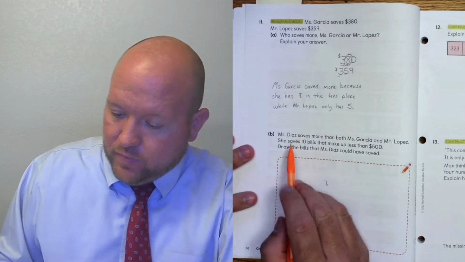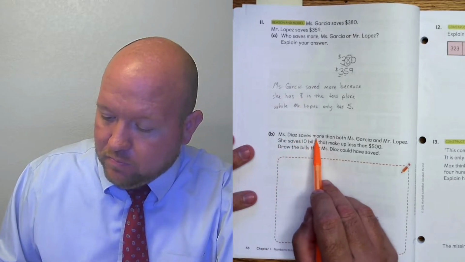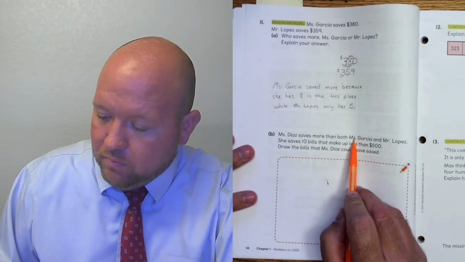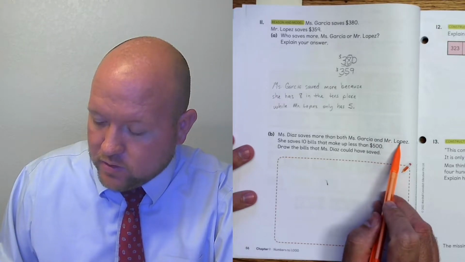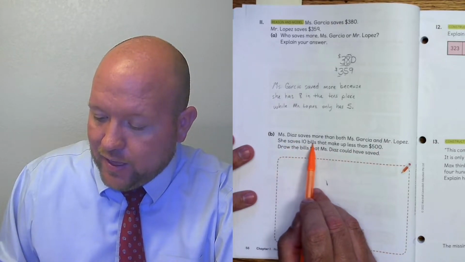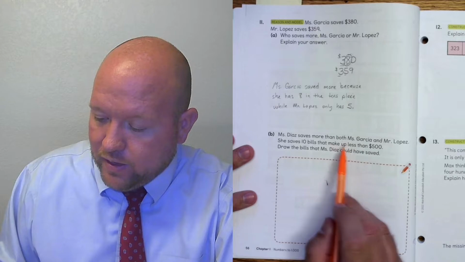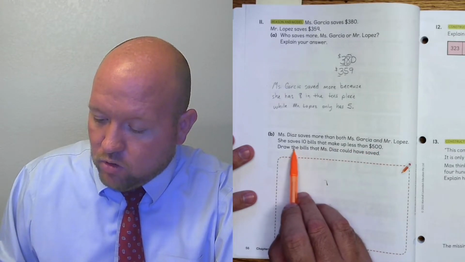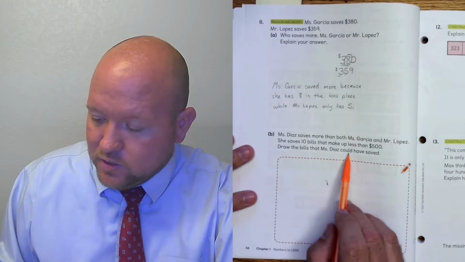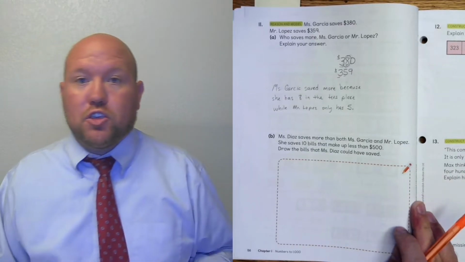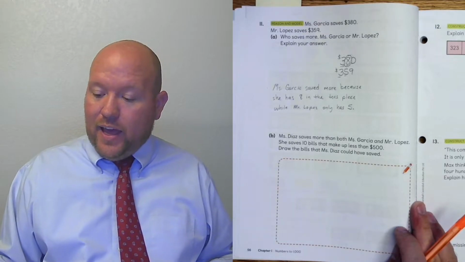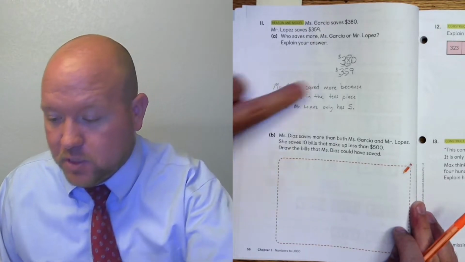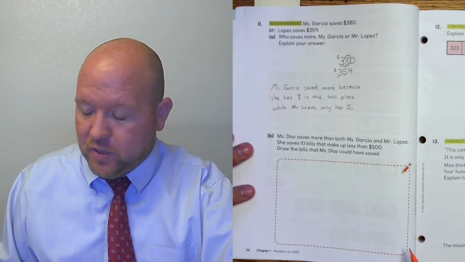All right. Ms. Diaz saves more than both Ms. Garcia and Mr. Lopez. She saves 10 bills that make up less than $500. Draw the bills that Ms. Diaz could have saved. Okay? So she needs less than $500, but she's going to have more than 380. All right? So there's a lot of ways that she could do this.